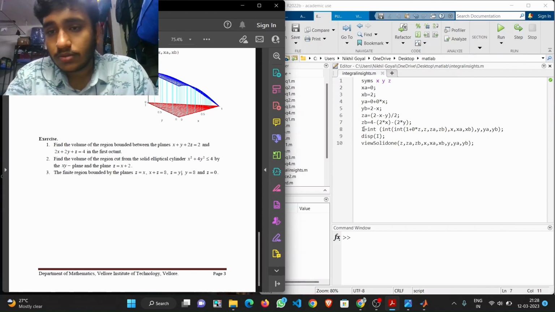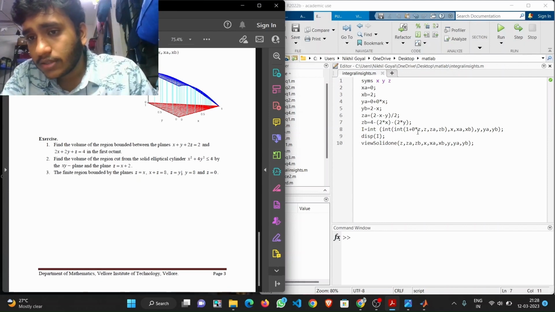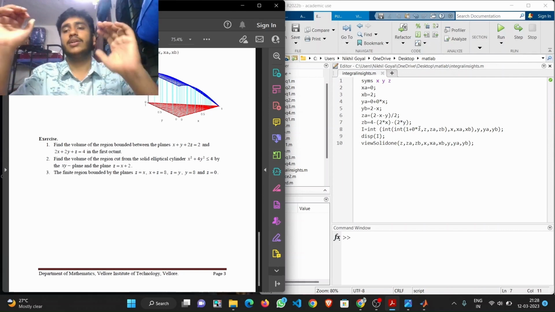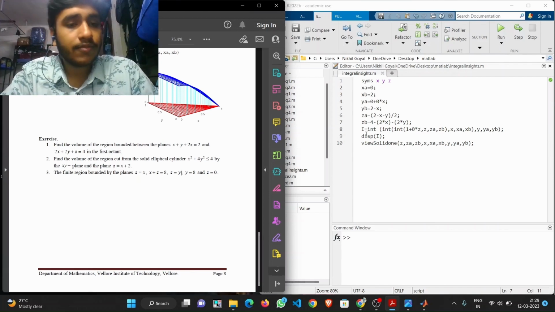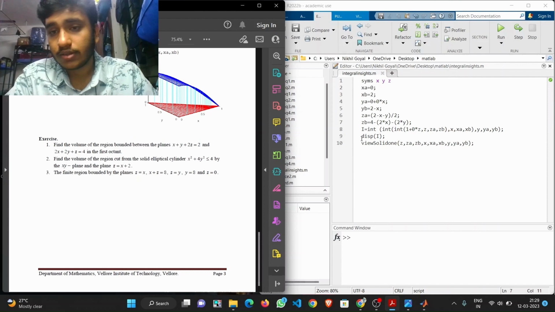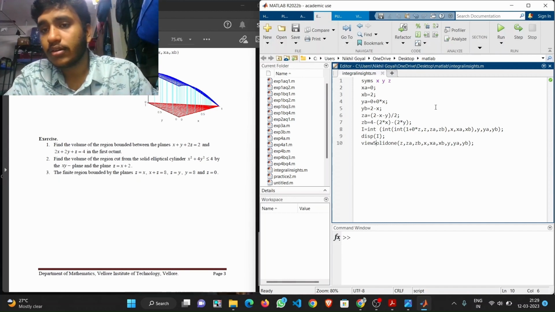Now I is equals to triple integral, that is int of 1 plus 0 into z, that is we need to integrate only 1 because we need to find the volume dv. But we are integrating with respect to z, so we need to have z in the function. So 1 plus 0 into z, za, zb, then again xxxb and yyyb. Then in the next line we are displaying I and view solid 1 for printing the graph, z, za, zb, like that. Now let us run this code.